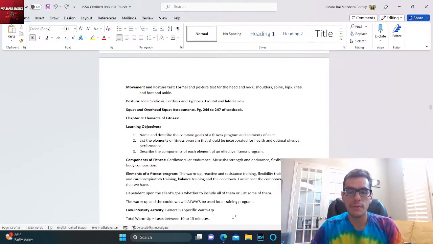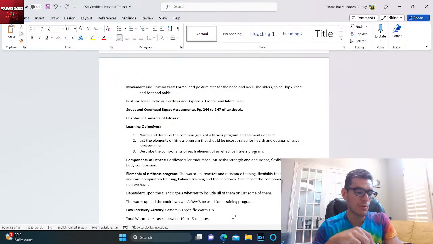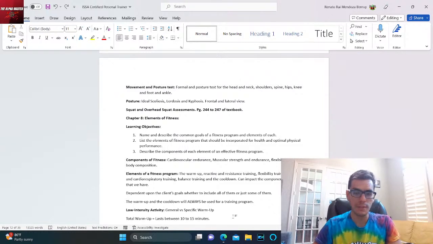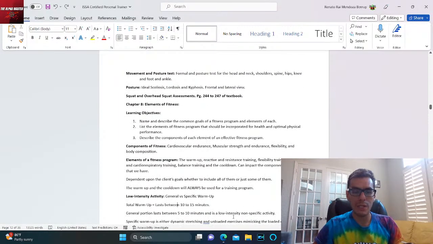So, a low intensity activity in a training program: general versus specific warm-up. You have a general warm-up and a specific warm-up. The total warm-up needs to last between 10 to 15 minutes. Remember that.